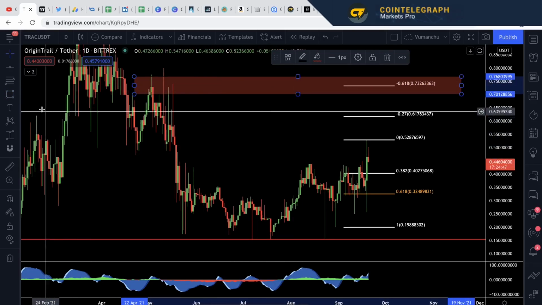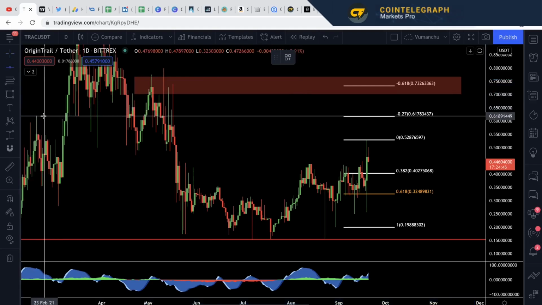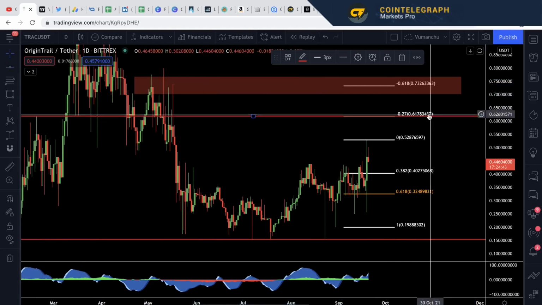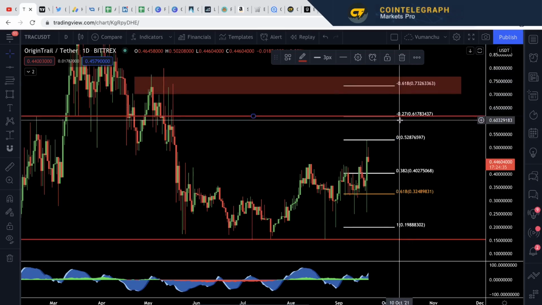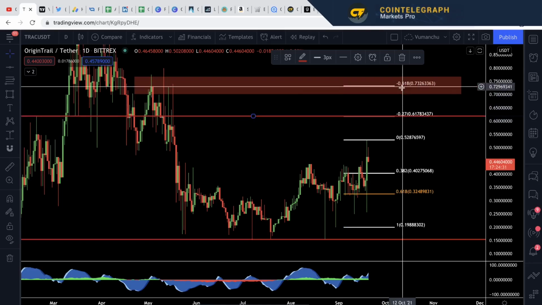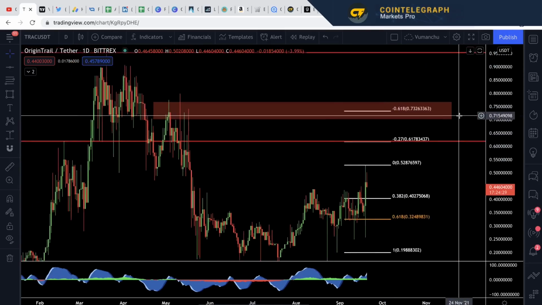If you look at this rejection wick, it marries up nicely with that -2.7. So this is why I use these Fibonacci levels so much, and these extensions on the way up are great. If you're ever looking to add some extra extensions, look at -2.7 and -618. So two key levels there.